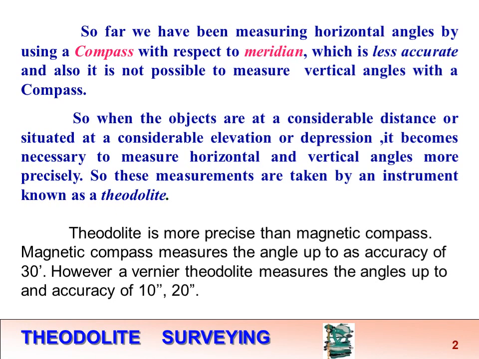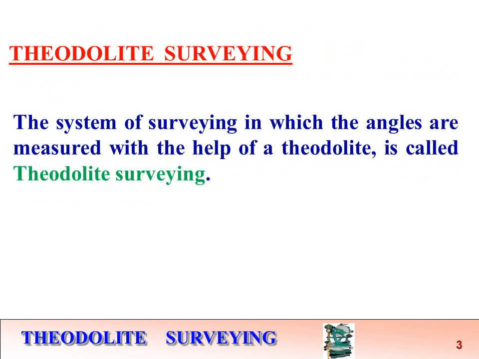The theodolite is more precise than the magnetic compass, as the magnetic compass measures the angle to an accuracy of 30 minutes. However, a vernier theodolite measures the angle to an accuracy of 10 seconds or 20 seconds, depending upon the graduations marked on the horizontal circle assembly as well as the vertical circle assembly. This slide refers to theodolite surveying. The system of surveying in which angles are measured with the help of a theodolite is called theodolite surveying.